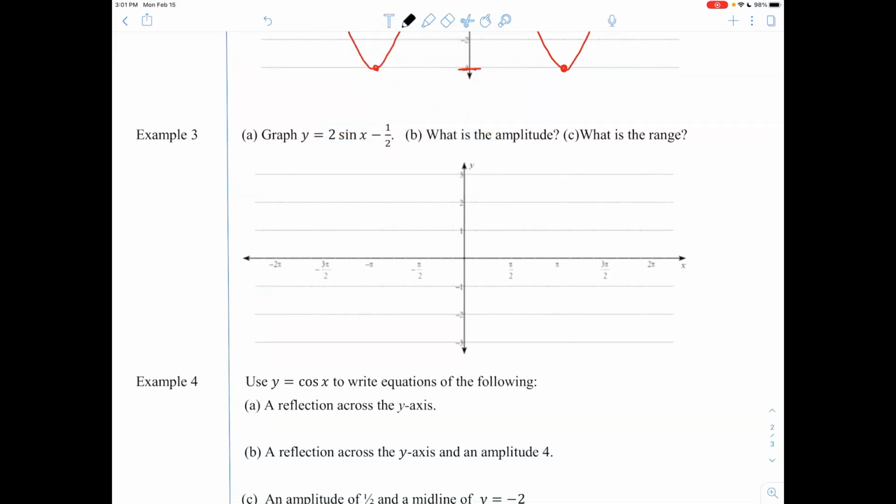We have y equals the sine of x, but we have 2 sine of x minus 1/2. None of those values were inside the parentheses, so this is our A and this is our D. What is our A telling us to do? Since the absolute value of A is 2, which is greater than 1, it's going to stretch vertically. And the D is -1/2, so we're going to push all our points down 1/2. Okay, so that's what we're going to do.